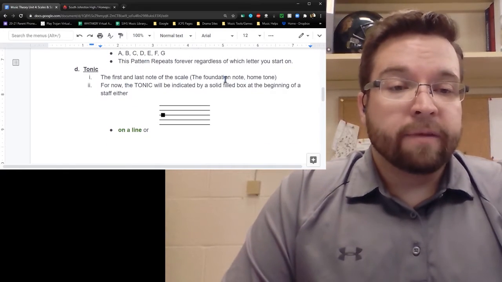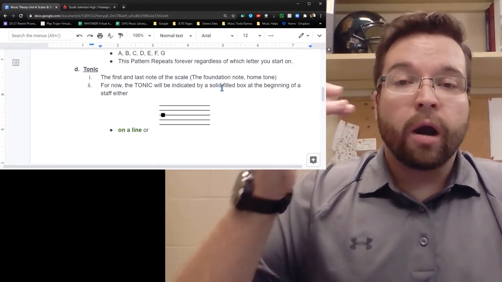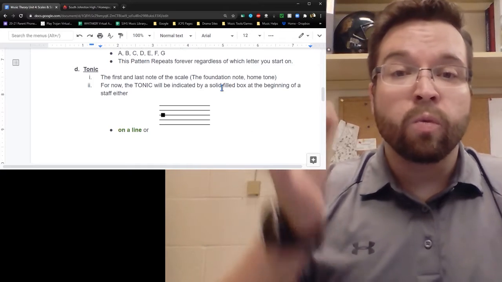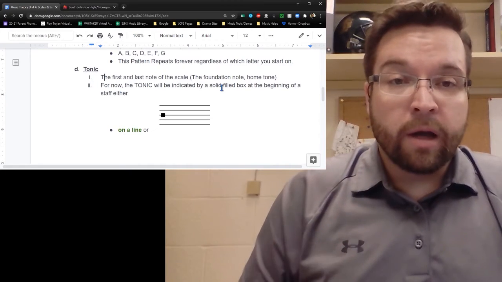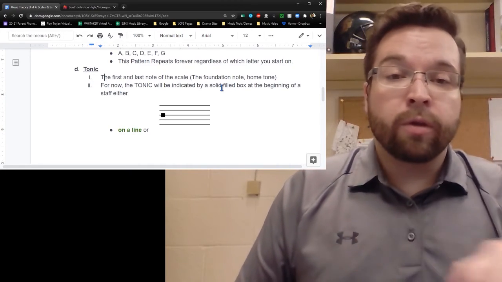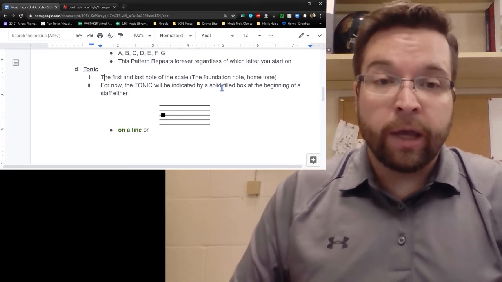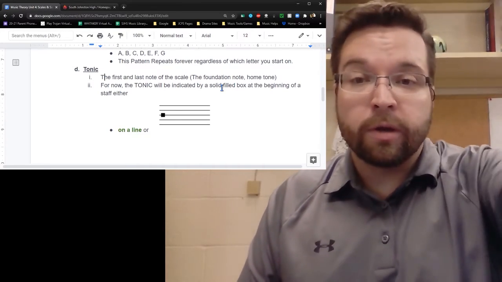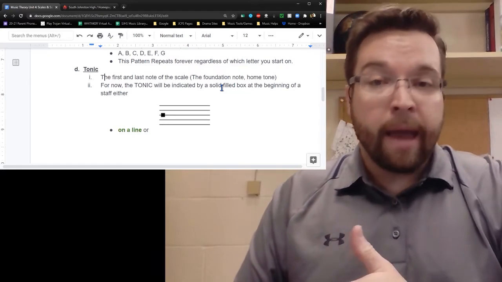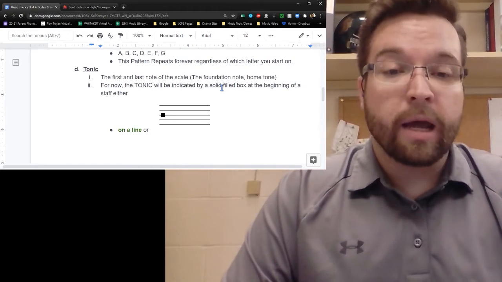It is the foundational note. It is our home tone. It's the note we want to get back to. If our tonic note is our home, think of the other notes as if you're running an errand. You're starting at home, you're running out to the grocery store, you're going to other places, and then you're coming right back home. That's what a tonic note is.